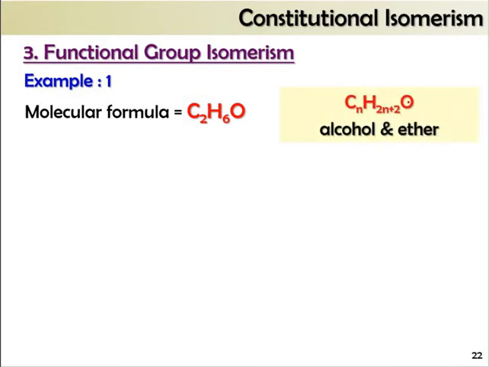CnH2n+2O. Maksudnya dia adalah alcohol and ether. Macam mana kalau tak ingat dalam exam, madam? Kalau tak ingat, gone. Okay. So, kena tahu, right?